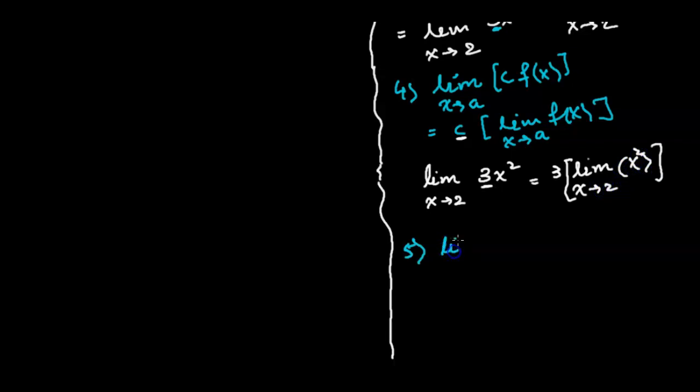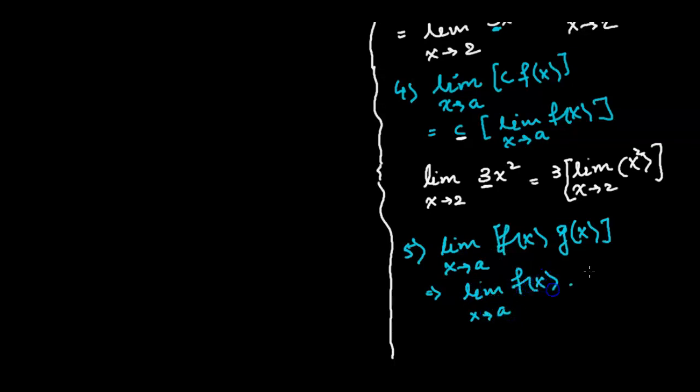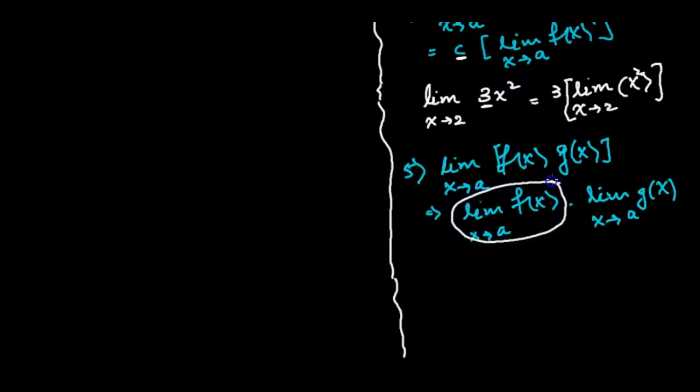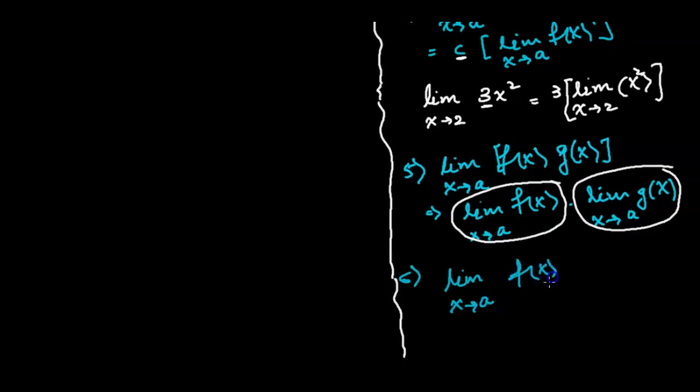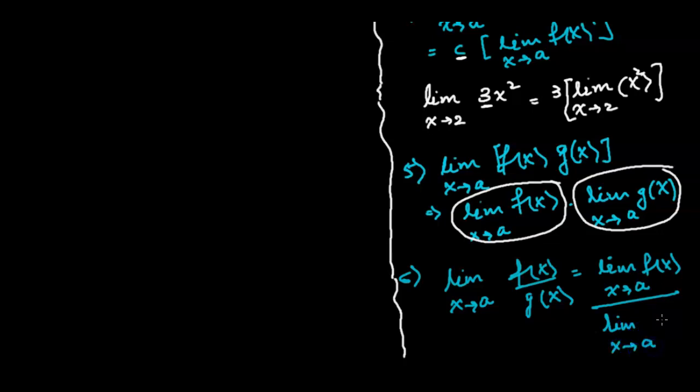The fifth property of limits is, when we have the limit as x approaches a for the product of two functions, then we can individualize the limits by rewriting the question as the limit as x approaches a for f(x) times the limit as x approaches a for g(x). The solution for each limit will then be multiplied. The next property is when the two functions are divided. That is, the limit as x approaches a for a function f(x) divided by a function g(x), we can again individualize the limits by writing it as the limit as x approaches a for f(x) divided by the limit as x approaches a for g(x).